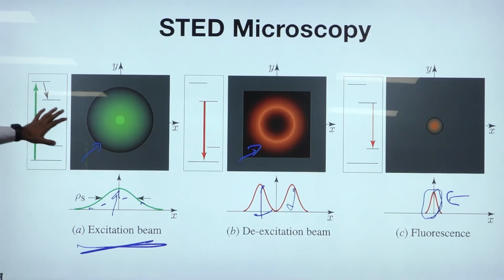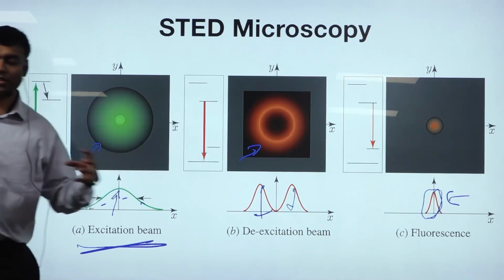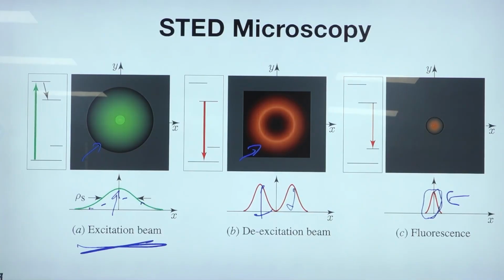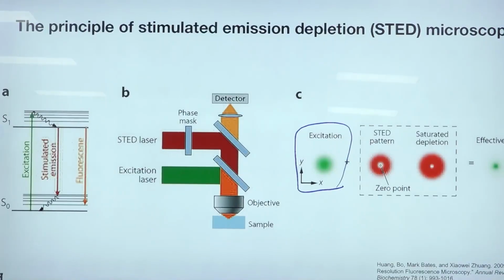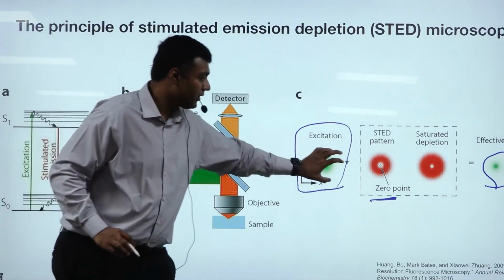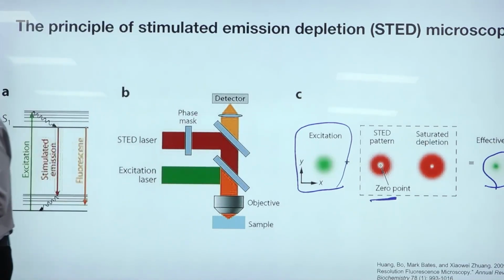Okay, so basically you have 2 beams which are coming together. So this is a fluorescence. One excites the fluorophores, the other depletes the fluorophores in a nonlinear fashion, and this de-excitation beam results in a fluorescence of this size. So here, this is the 0 point. Effectively, the point spread function is much smaller than the actual diffraction limit of your lab.